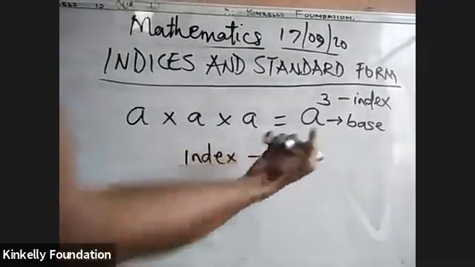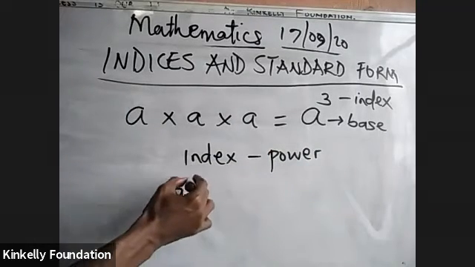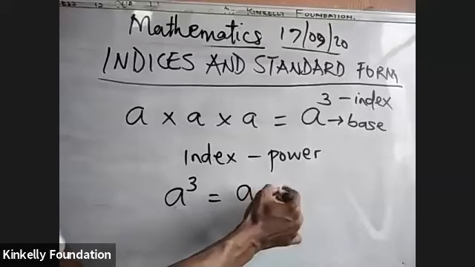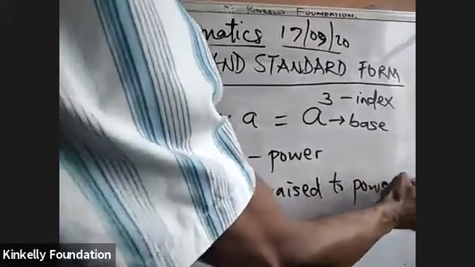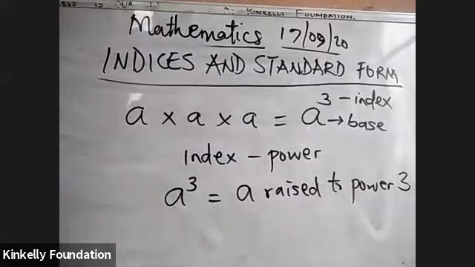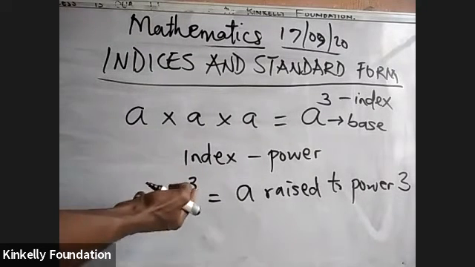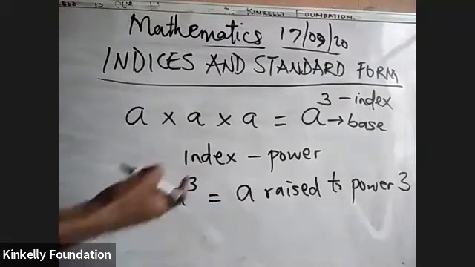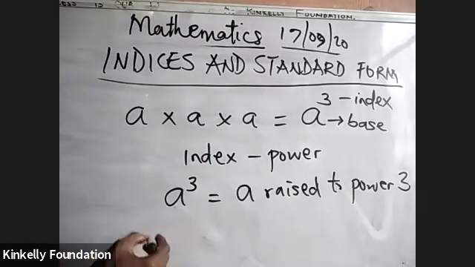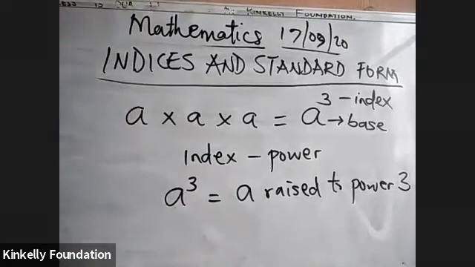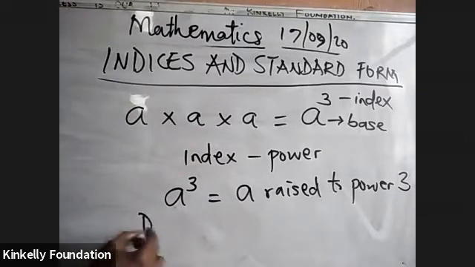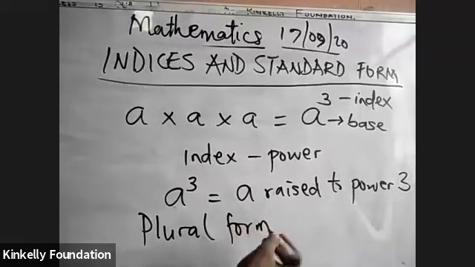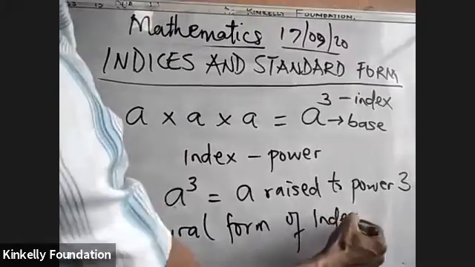So, how do you pronounce this thing? You say A cube, or you say A raised to power 3. So, we say that this 3 here is the power of A, and it's also called the index. The plural of index is what we call indices. The plural form of index is indices.